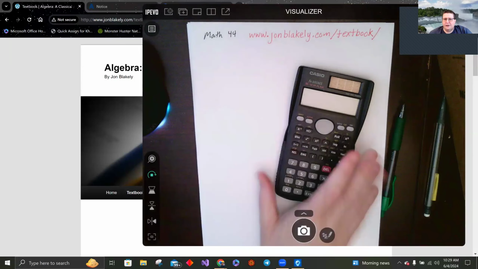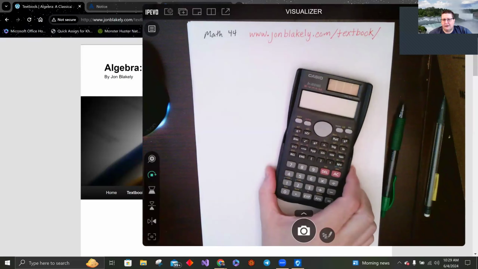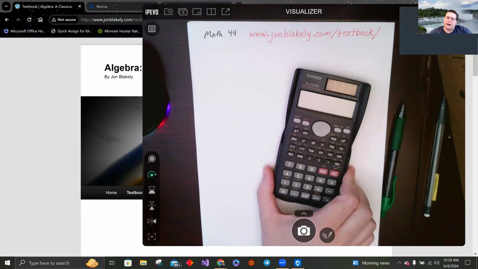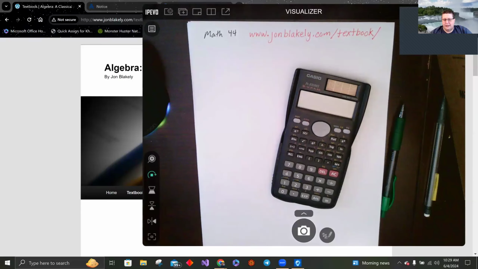Just a basic standard calculator. It's a scientific calculator, nothing fancy. It doesn't graph, doesn't store anything in memory. But you don't need it. If you practice this stuff and get decent at it, you don't need it.